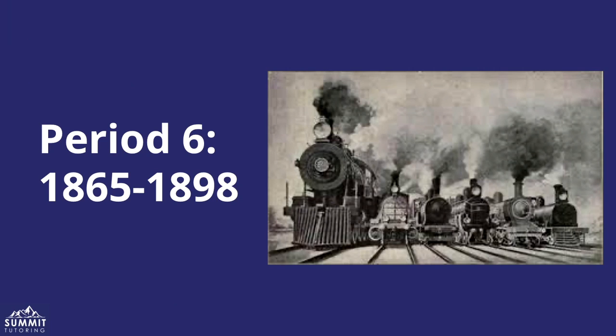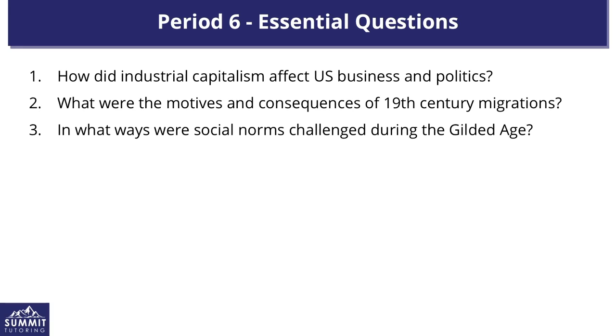So now we're going to look at period 6, which is 1865 to 1898. Okay? So here are essential questions for period 6. We're going to look at how industrial capitalism affected U.S. business and politics. We're going to look at the motives and the consequences of 19th century migrations. And we're going to look at the social norms and how the social norms were challenged during the Gilded Age.